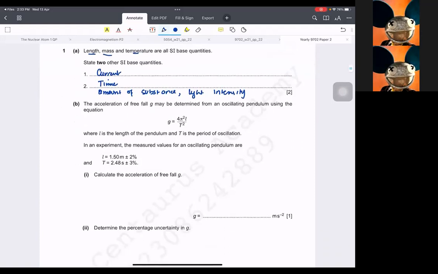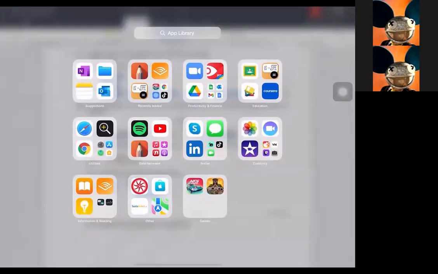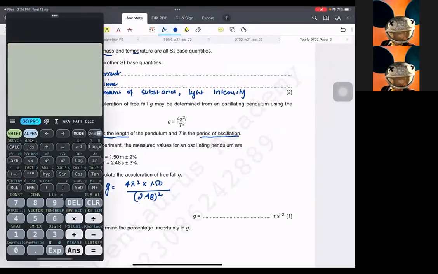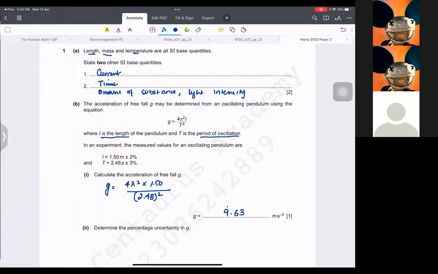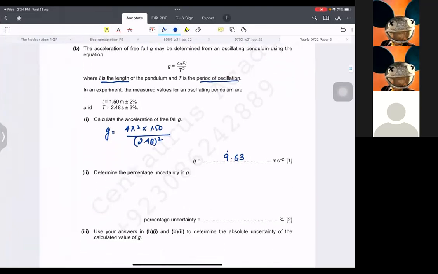Then it has given you this. This is the length. This is the time period. Calculate the acceleration of free fall. So first of all, we're going to write this 4 pi squared. The length is 1.50 and the time period is 2.48 whole second. 9.63. Okay, that's cool. And then it says determine the percentage uncertainty.